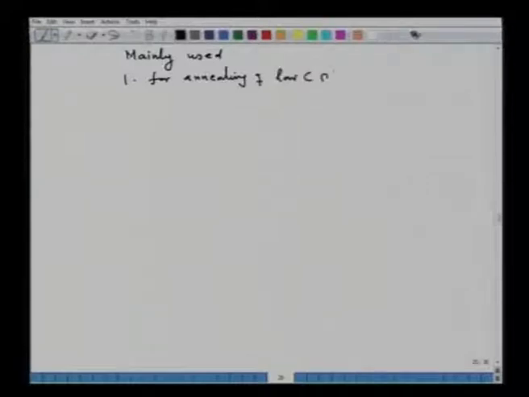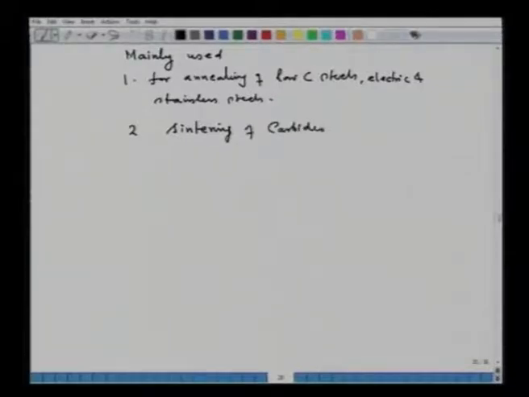It is also to be known that it is a very strong decarburizer. If you use a hydrogen atmosphere for carbon steel, then C plus 2H2 forms methane. It is a very strong decarburizer and hence should not be used for carbon steels. Hydrogen atmospheres are mainly used for annealing of low carbon steels, electric and stainless steels, and, as I said earlier, sintering of carbides. Another, many times you require helium and argon atmosphere.